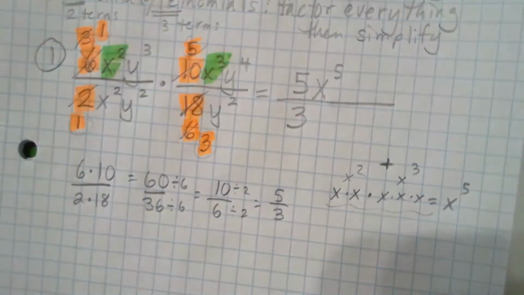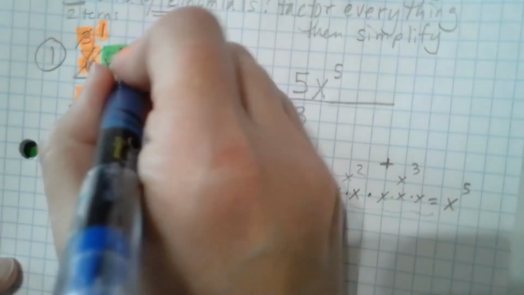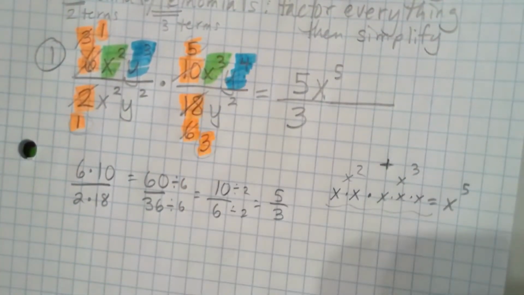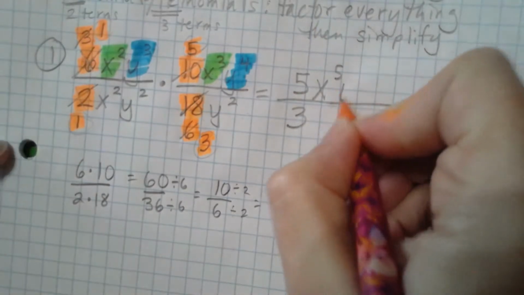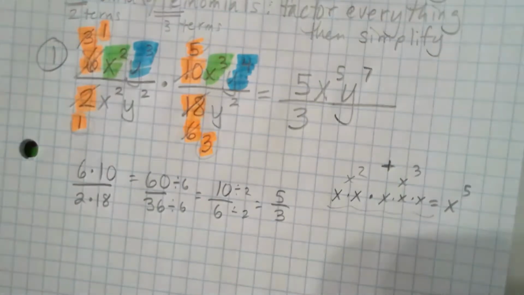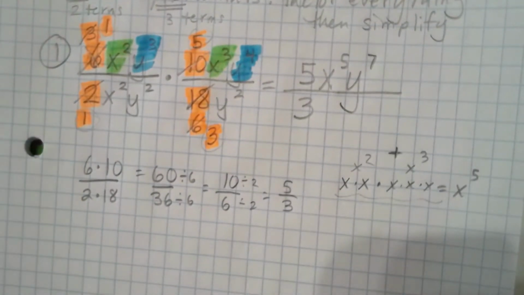Okay? So when I do the same thing for my y values, let me grab a different color here. When I do the same thing for my y values up here on the top, I've got 3 y's right here, y to the third. And I've got 4 y's here, y to the fourth. When I combine all that together, that's going to make y to the 3 plus 4 makes 7. Okay. So then I move down to the denominator.